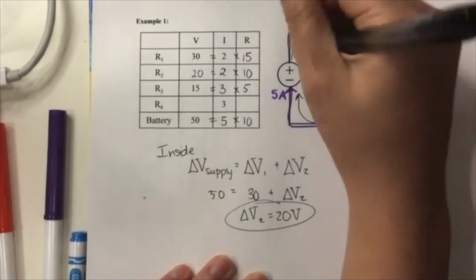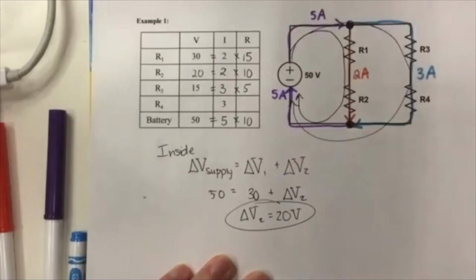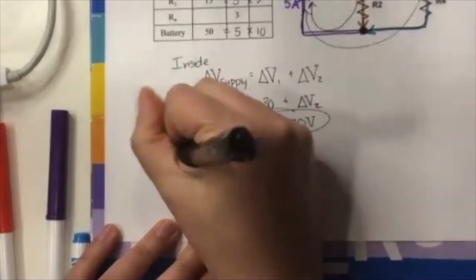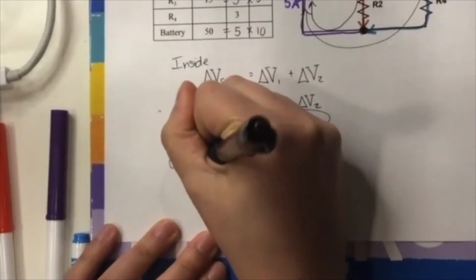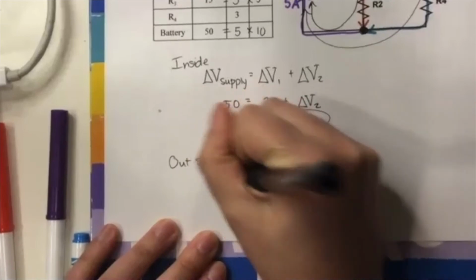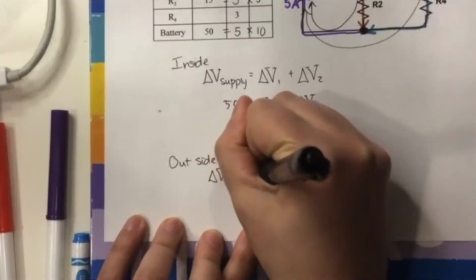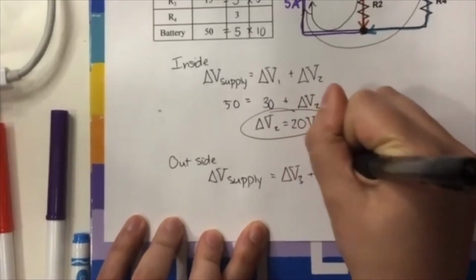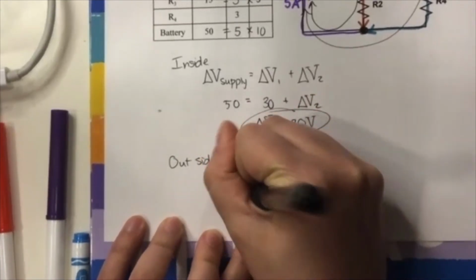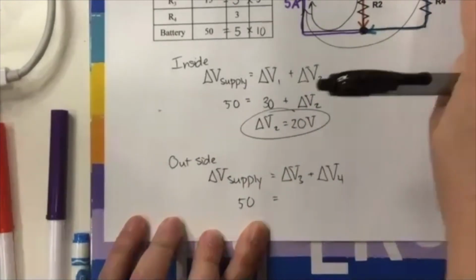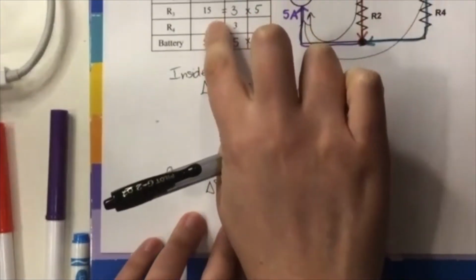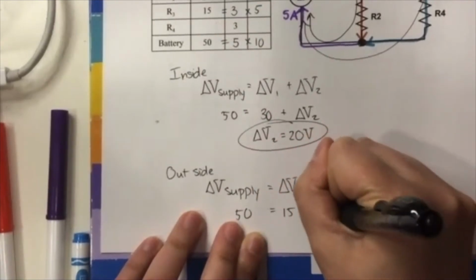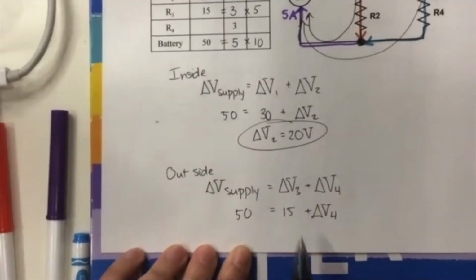What about the outside loop? In the outside loop, I still need to use the energy put out by the supply. The supply puts out 50 volts, and those two resistors, 3 and 4, have to use them up. 3 uses up 15 of them. So that means that 4, the fourth resistor, must use up 35.